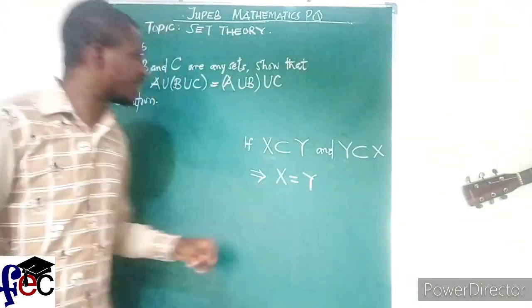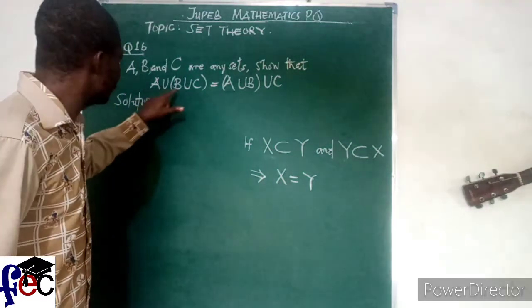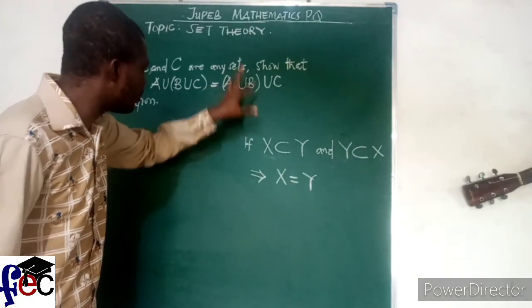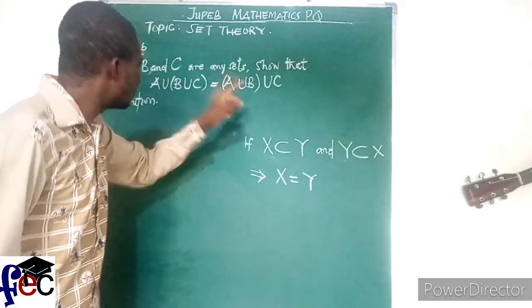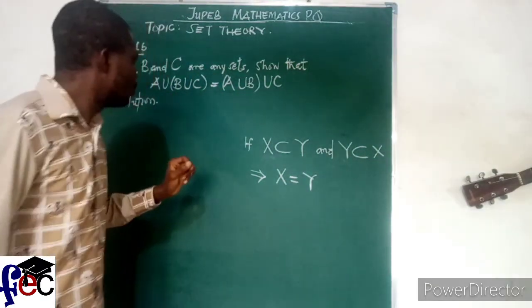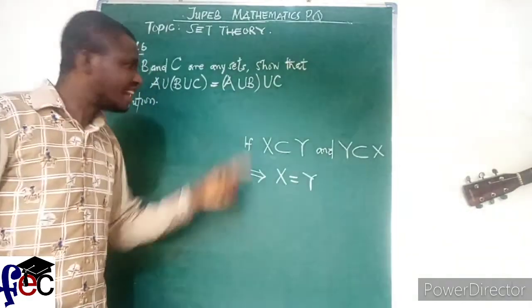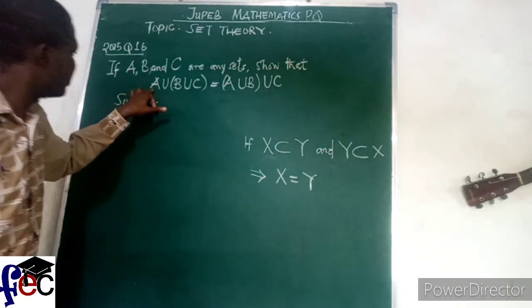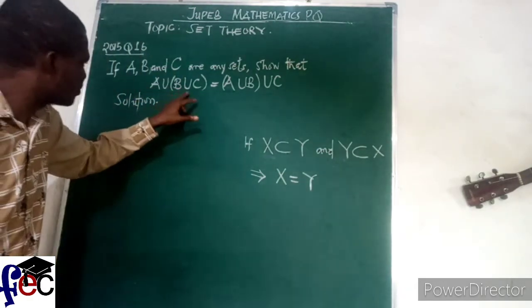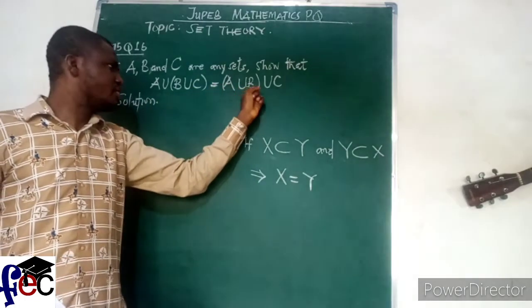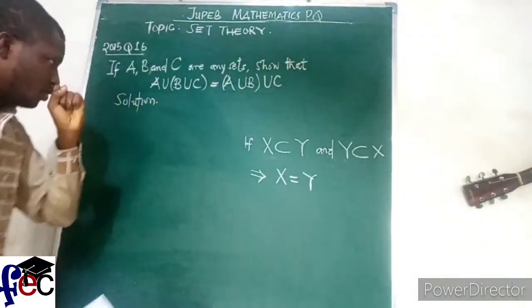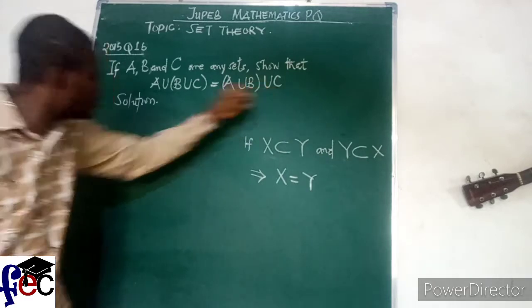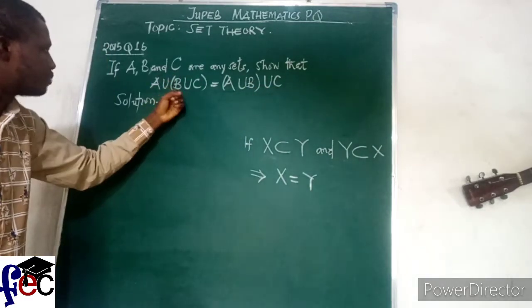You get it now? So look at it. If we are to prove that A union (B union C) is equal to (A union B) union C, definitely it implies that this particular set will be a subset of this, and this particular set will also be a subset of this. This implies that A union (B union C) must be a subset of (A union B) union C, and (A union B) union C must be a subset of A union (B union C).